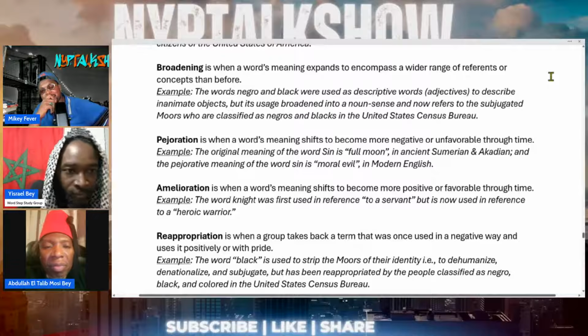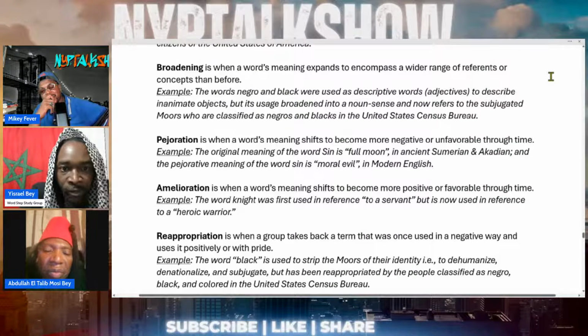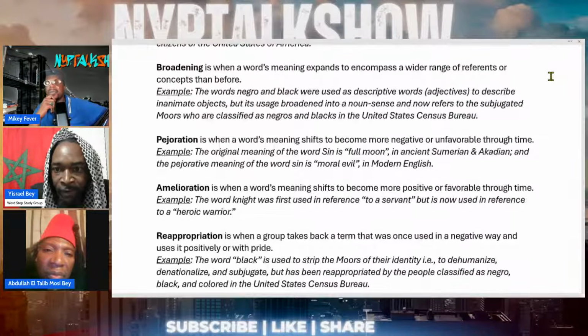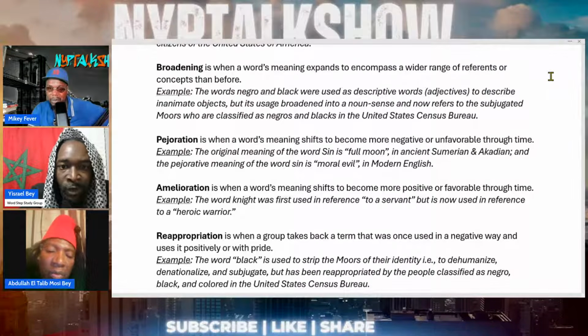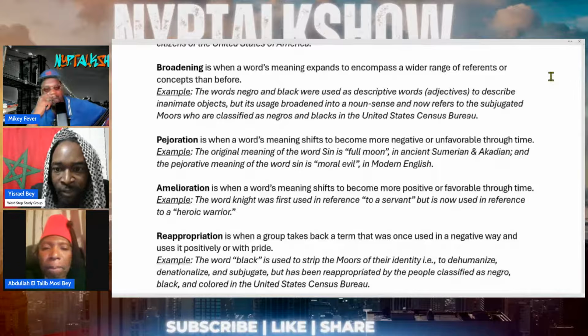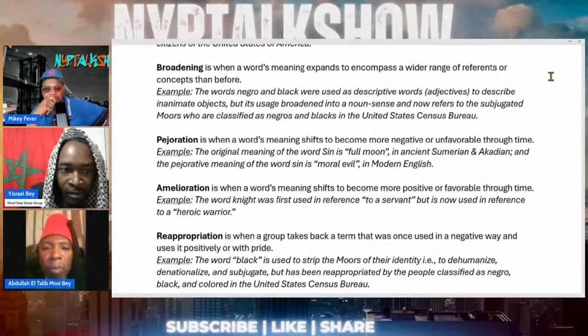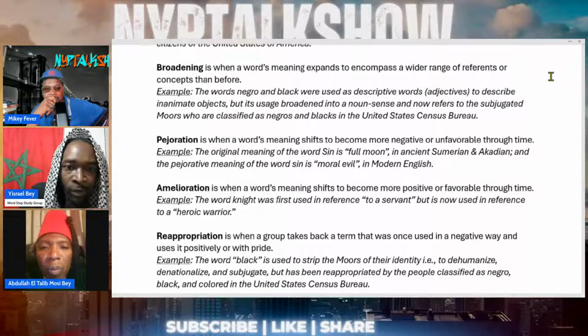Pejoration. Pejoration is when a word's meaning shifts to become more negative or unfavorable through time. Example, the original meaning of the word sin is full moon in ancient Sumerian and Akkadian, and the pejorative meaning of the word sin is moral evil in modern English.